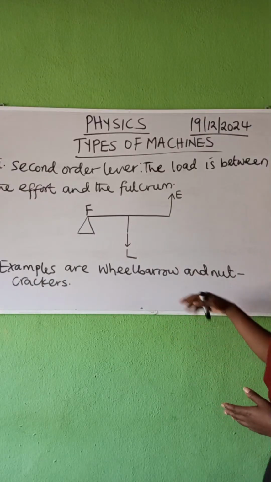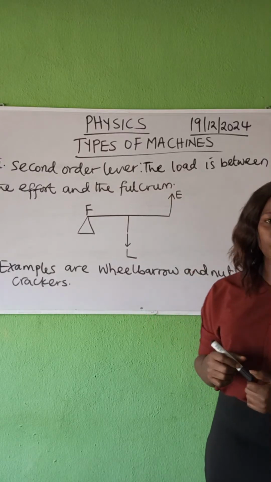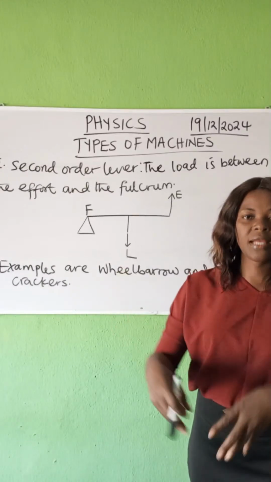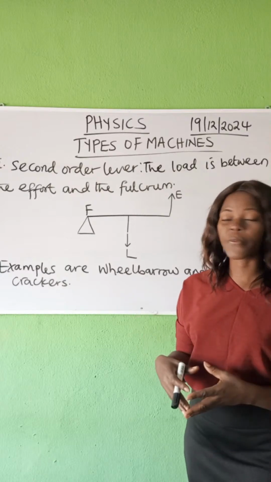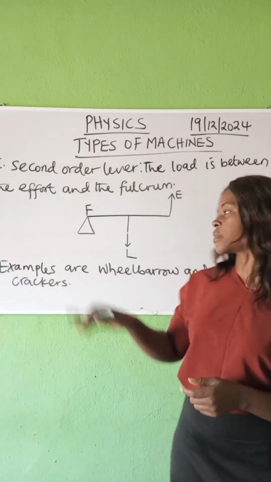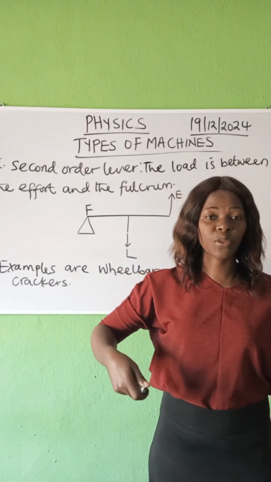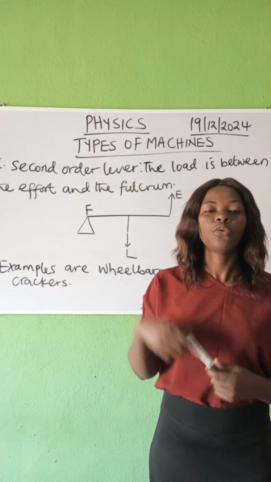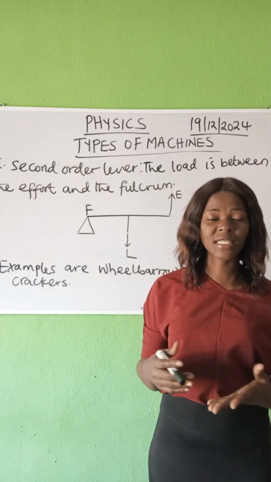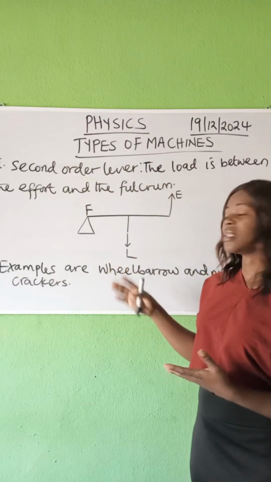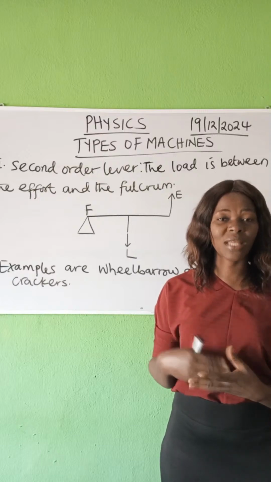All right, for example, is wheelbarrow and nutcracker. Let me give you an illustration with a wheelbarrow. When you get a wheelbarrow, carry your load or luggage, put it inside of the barrow, right? Now that is where the load is, in the middle of the wheelbarrow. Now you're going to use your energy at one end where you have the handle. That is where your energy is applied at one end. Okay. Now the fulcrum, look at the tire where it is tied with a knot. That becomes the fulcrum, right? So you can see in this type of machine that the load is between the effort and the fulcrum, and this is classified under second order lever.